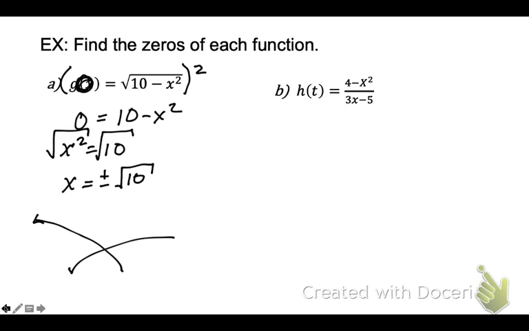So we got to check. If I plug in positive square root, so if I square a square root, I get what? What's inside? 10. So I have 10 minus 10, that would be 0. Can I take the square root of 0? Yes. Now if I plug in a negative square root of 10.